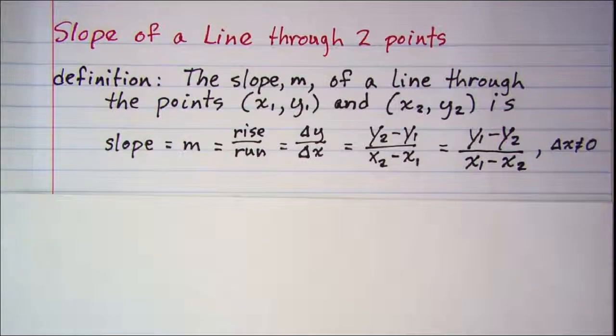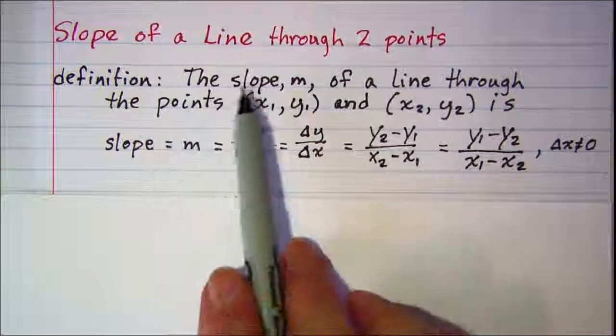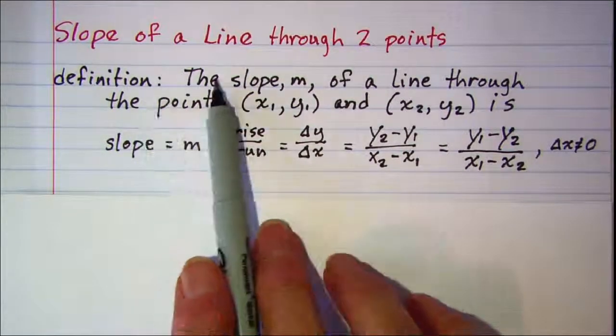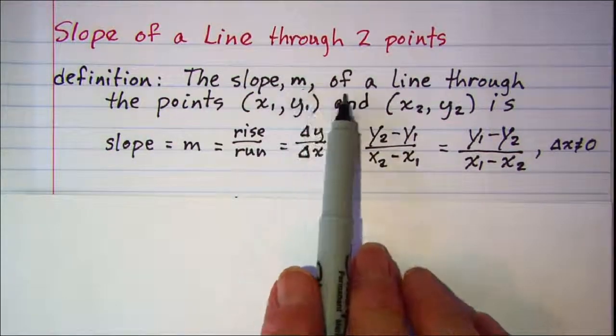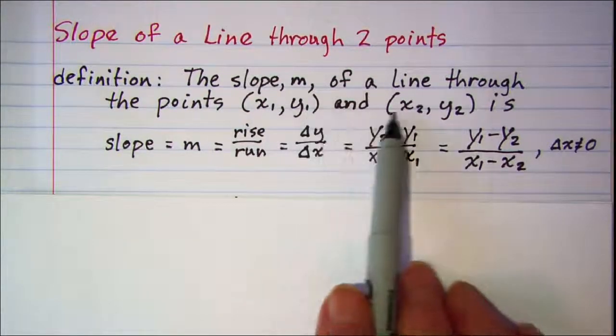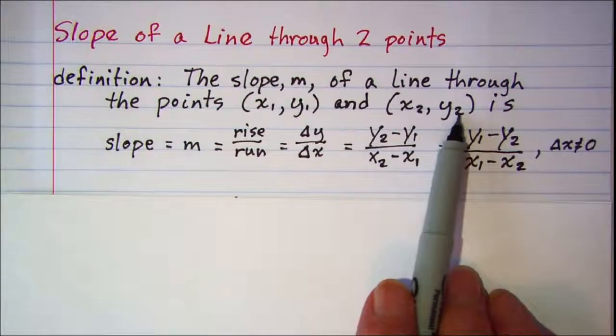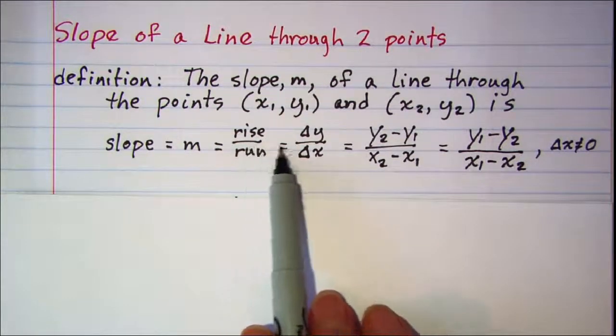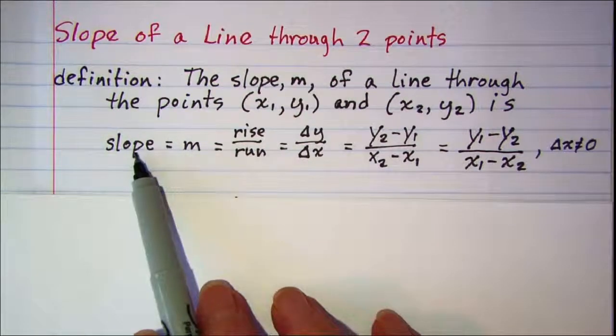In this video, we'll be looking at slope of a line through 2 points. First, the definition. The slope, m, of a line through the points x sub 1, y sub 1, and x sub 2, y sub 2 is, and then we have a number of different ways to show slope.